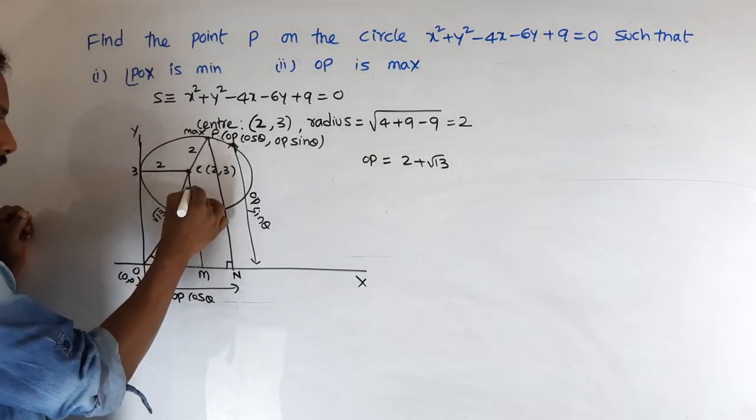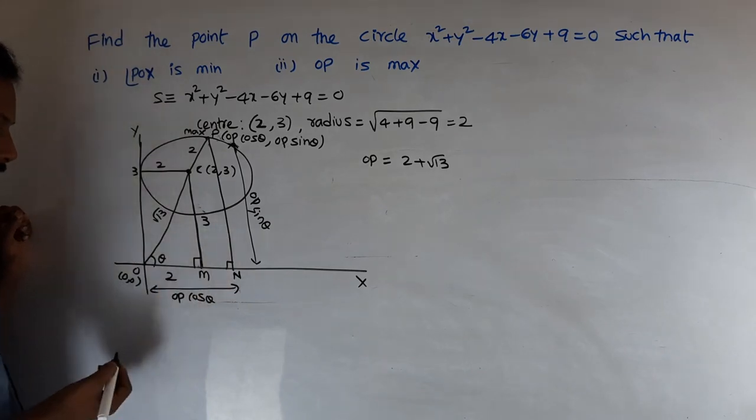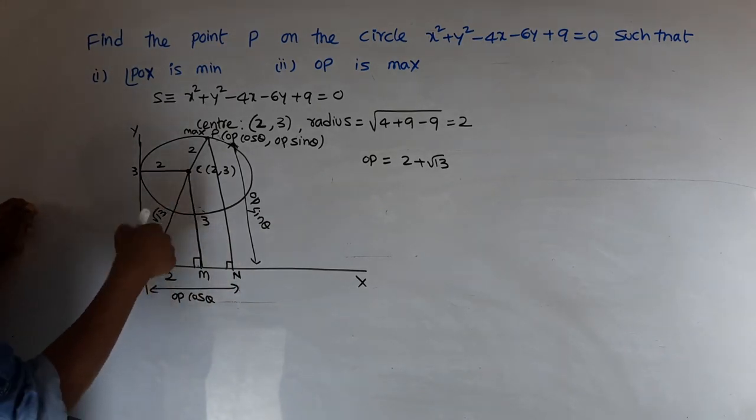So this is the perpendicular line, exactly 90 degrees, so it is a right angle triangle.